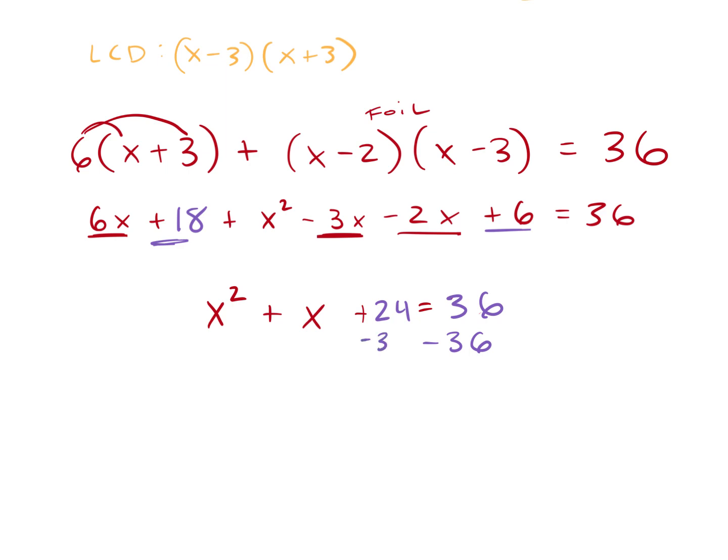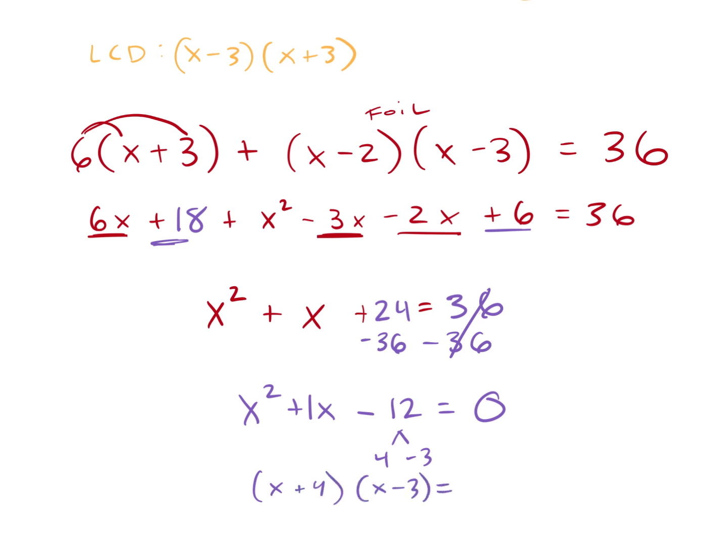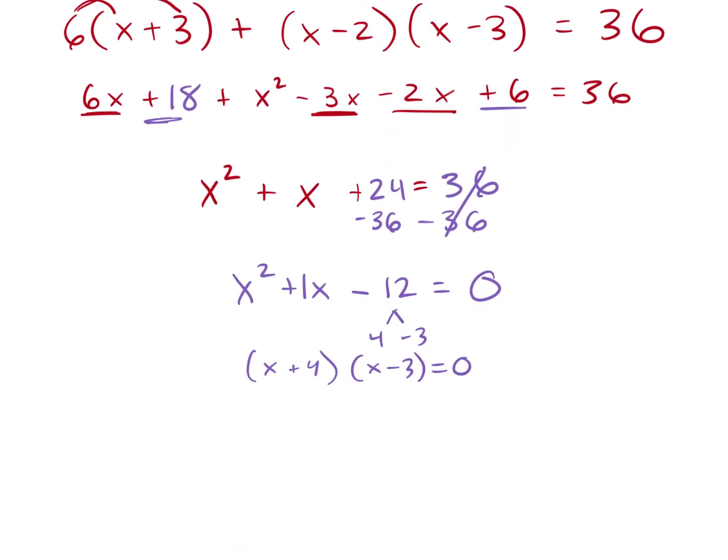Subtract 36. So x squared plus x minus 12 is equal to 0. From here we factor. What are two factors of negative 12 that add to 1? 4 and negative 3. Awesome. So x plus 4 and x minus 3 equals 0. We set them both equal to 0. So x plus 4 equals 0. x is equal to negative 4. x minus 3 equals 0. So x is equal to positive 3.